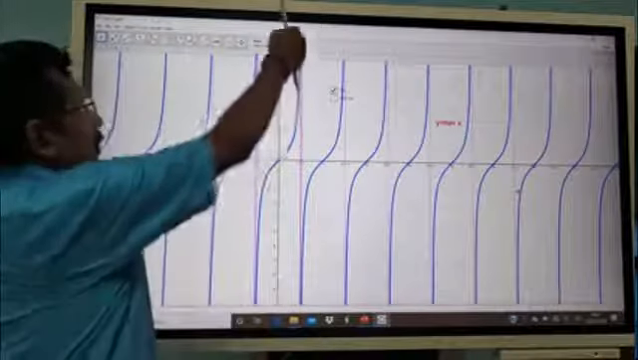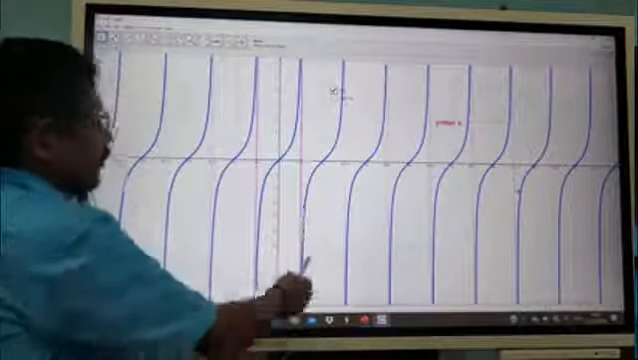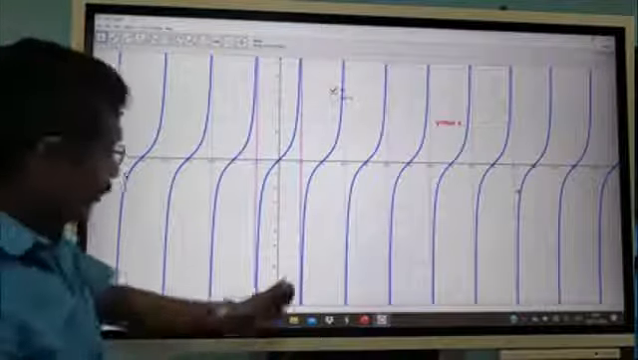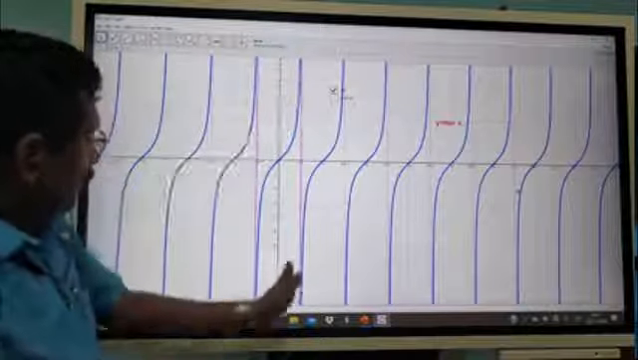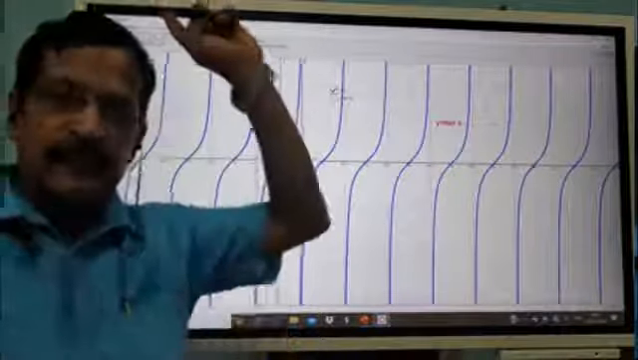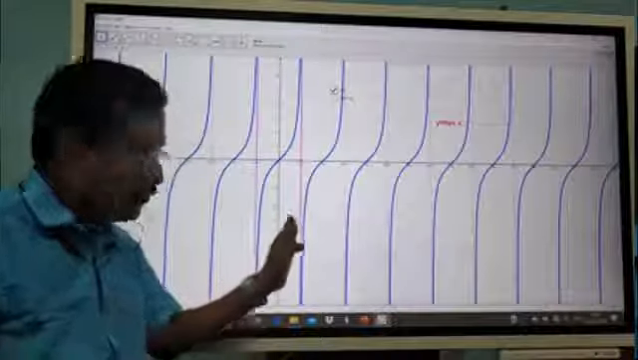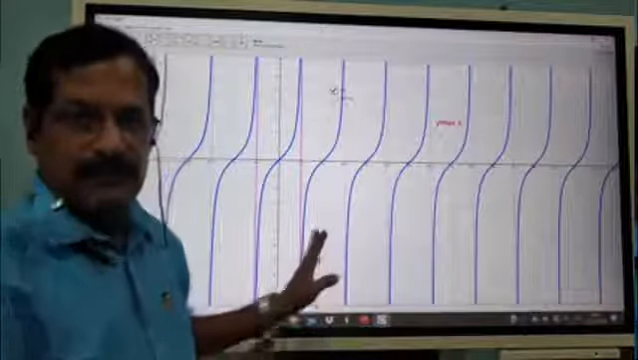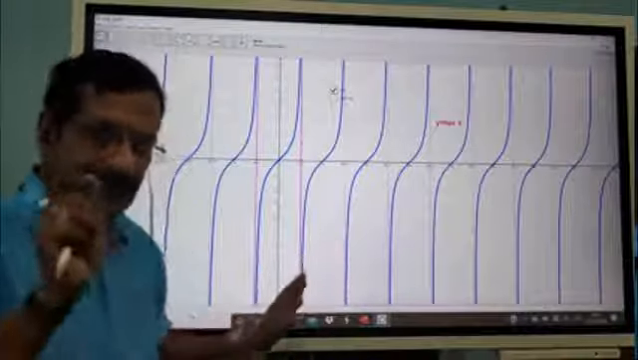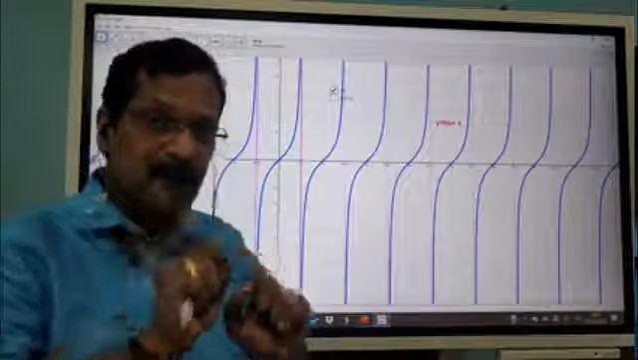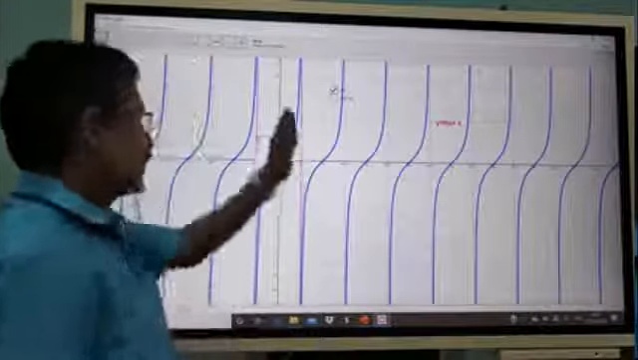Now, at pi by 2, what happened? The line x is equal to pi by 2, the function is not defined. So the line x is equal to pi by 2 is touching the graph of y is equal to tan x at the point at infinity. So this line is known as an asymptote. We are not studying that in our syllabus, but the line which touches a curve at infinity is called an asymptote to that curve. So this is an asymptote.